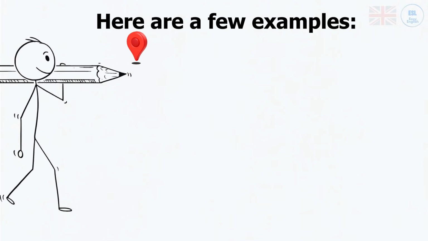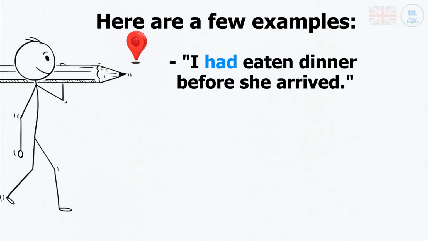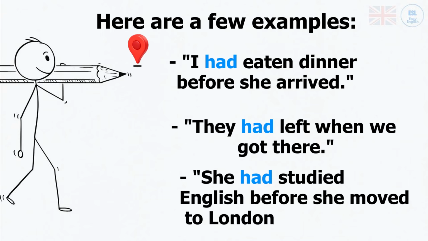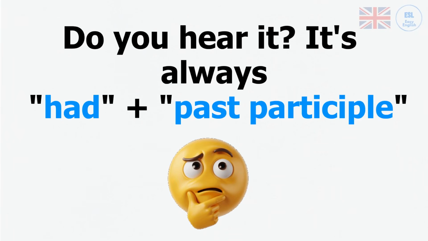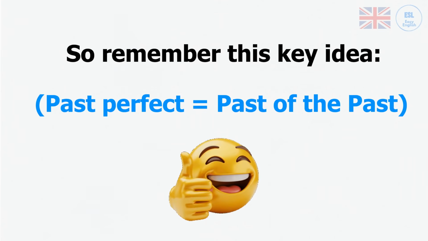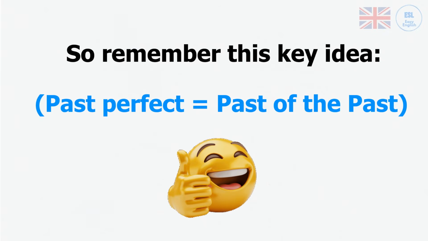Here are a few examples. I had eaten dinner before she arrived. They had left when we got there. She had studied English before she moved to London. Do you hear it? It's always had plus past participle. So remember this key idea. Past perfect equals past of the past.